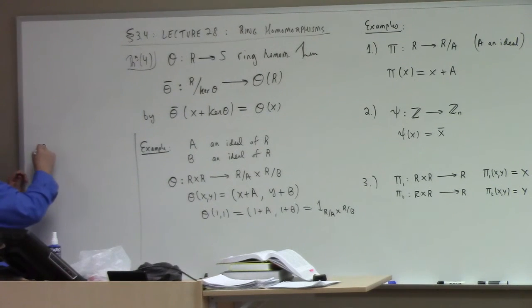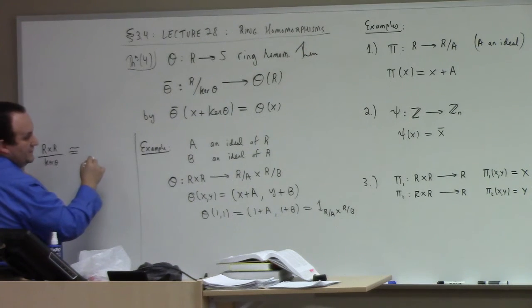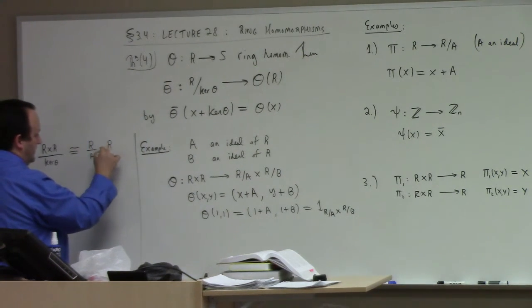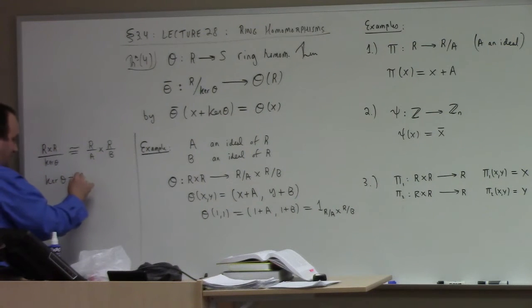We get R cross R mod the kernel of theta is isomorphic to what? It's isomorphic to R over A cross R over B, right? But what is the kernel of theta here? X in A, Y in B, so A cross B. Right. Kernel of theta is in fact A cross B.